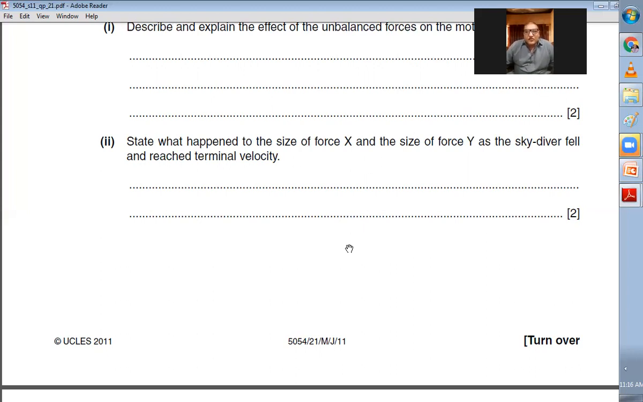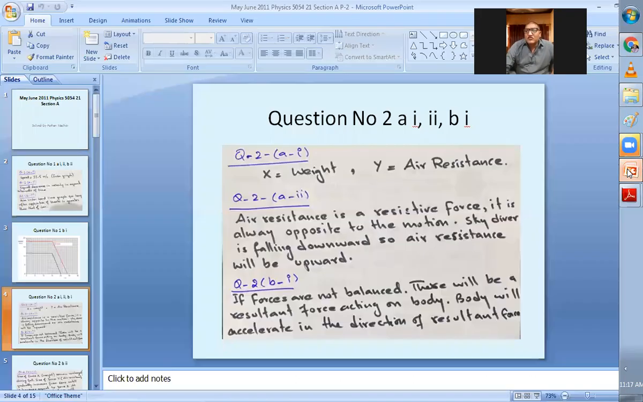If the resultant force becomes 0, according to Newton's second law of motion, the acceleration produced in the body will be 0. So the speed of the body will become constant. So actually what is happening when you are falling, the value of Y is increasing, and ultimately the value of Y will become equal to the X value, which is weight. Then the resultant force will be 0, the acceleration will be 0, and the velocity of the body will become constant, and we call this terminal velocity. Then the body will fall with constant velocity.